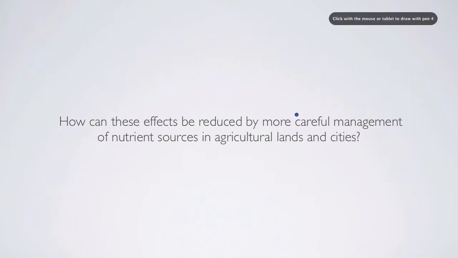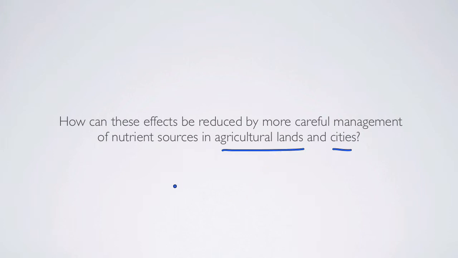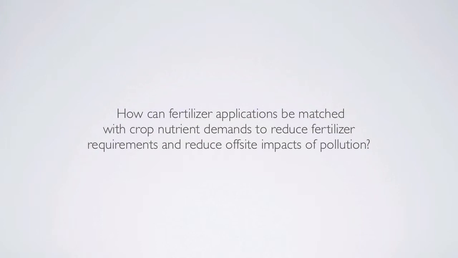So we know that agricultural lands and cities too are placing a large amount of nutrient into the rivers and streams that eventually drain out into the Gulf of Mexico. Ecosystem ecologists are being asked to better understand how we can reduce that loading into the shallow waters. Another question is, how can fertilizer applications be matched with crop nutrient demands to reduce fertilizer requirements and reduce offsite impacts of pollution?